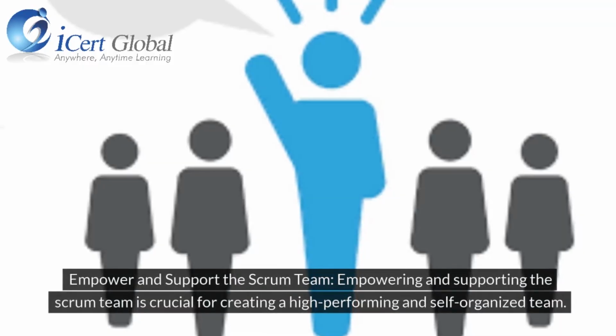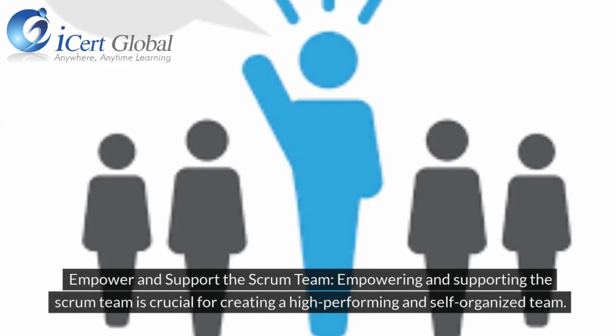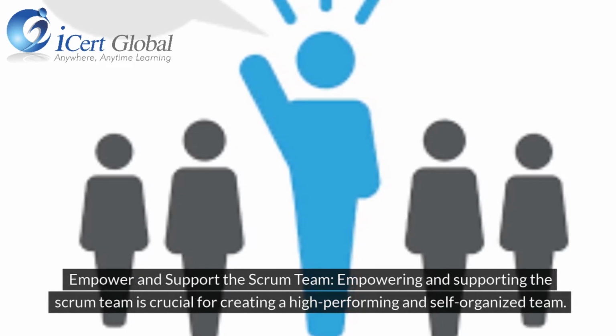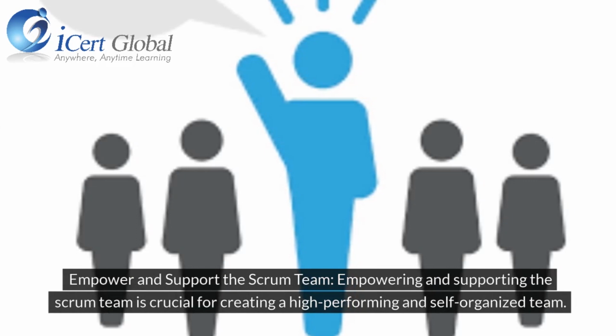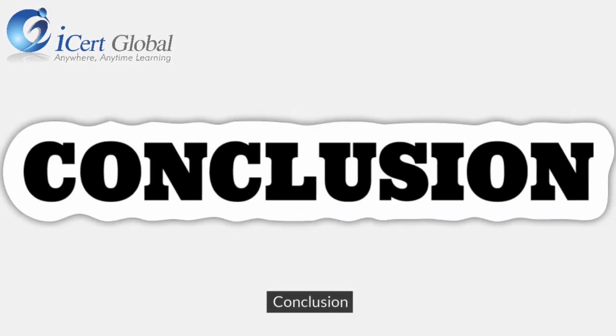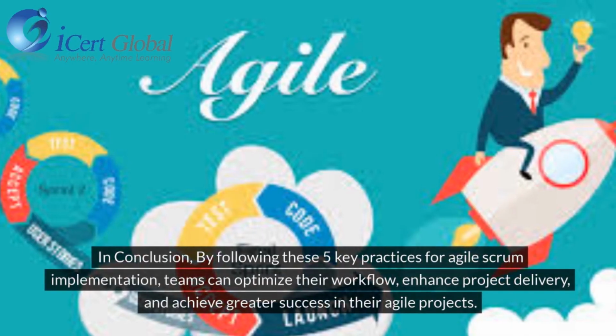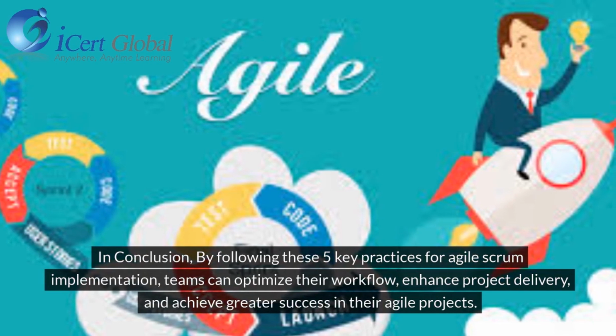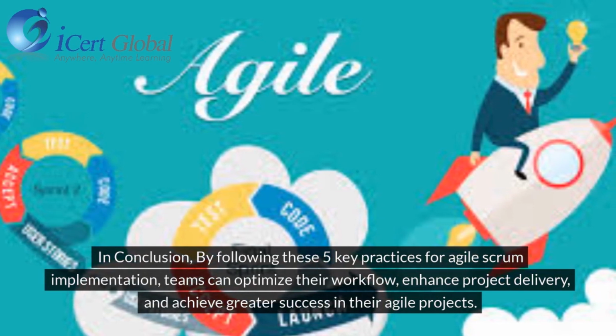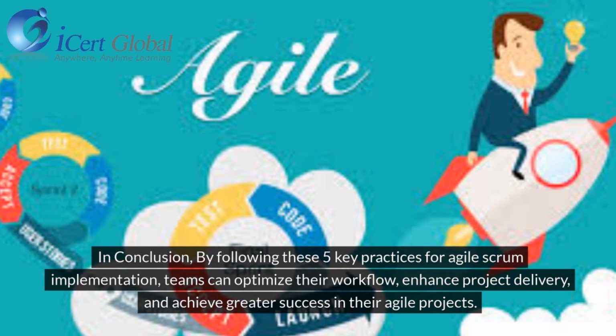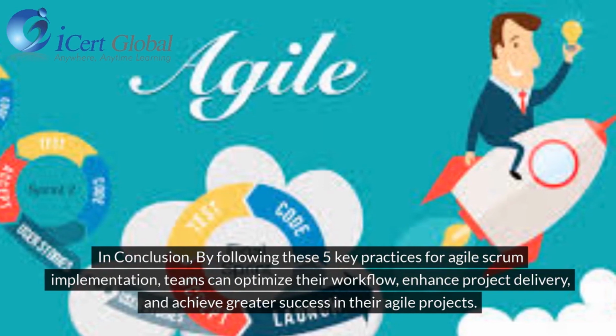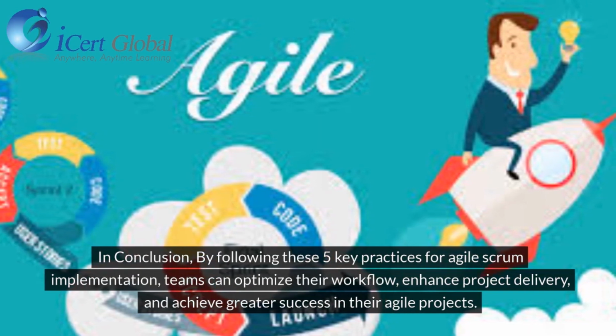Empower and support the Scrum team. Empowering and supporting the Scrum team is crucial for creating a high-performing and self-organized team. Conclusion. In conclusion, by following these 5 key practices for Agile Scrum implementation, teams can optimize their workflow, enhance project delivery, and achieve greater success in their Agile projects.